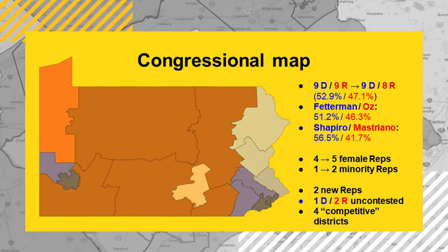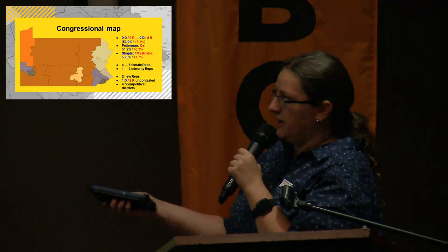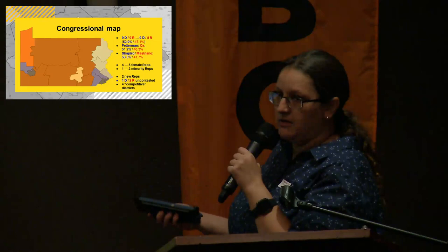It was 9 Democrats, 9 Republicans. And because we went from 18 to 17 districts, we lost one of those. The end result of this map was that now we have 9 Democrats and 8 Republicans. That's about 53% to about 47% in the congressional delegation, which pretty closely matches the top of the ballot races. Fetterman's a little lower than that, Shapiro's a little higher than that, so this is a pretty good match.